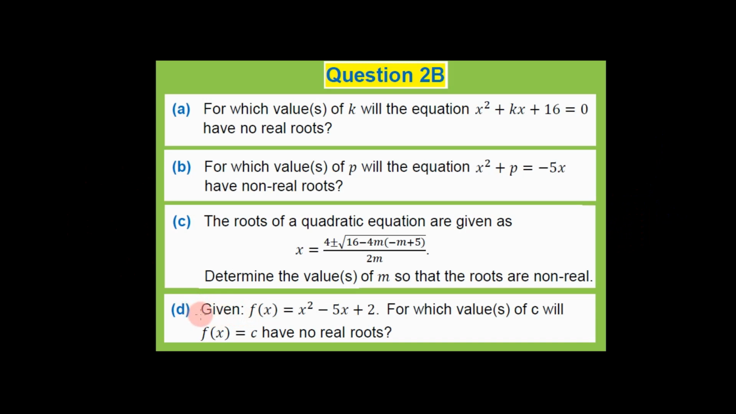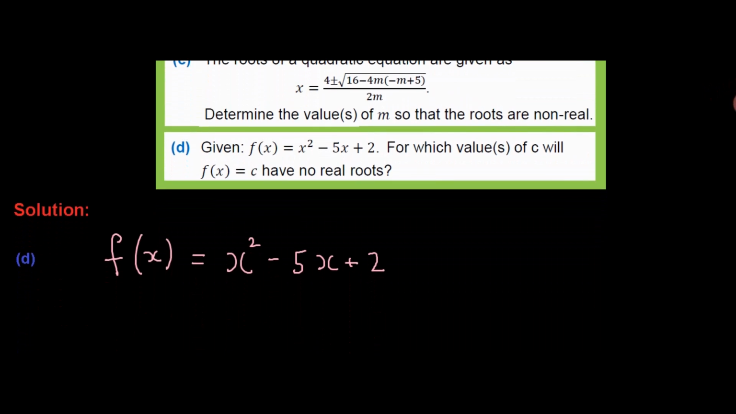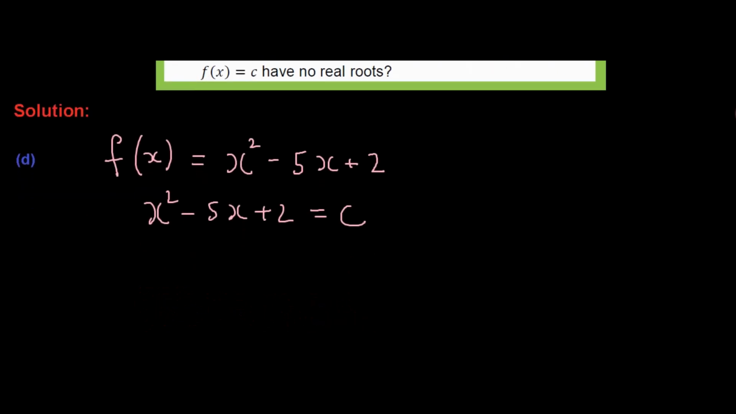Let's look at the last question here. It says, given f of x equals x squared minus 5x plus 2, for which values of c will f of x equal to c have no real roots? So we're going to start by making f of x equal to c. So x squared minus 5x plus 2 equal to c. And we're going to bring the c to the left-hand side. And now we have the equation in standard quadratic form.